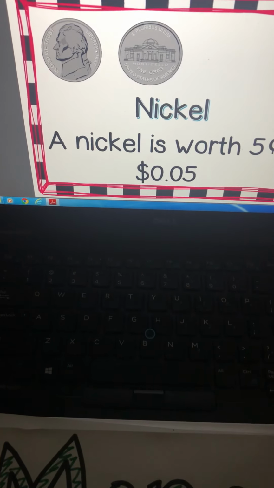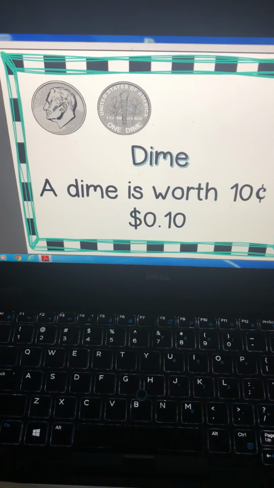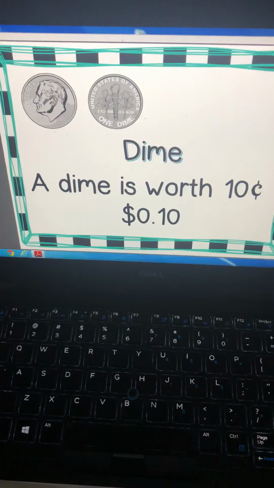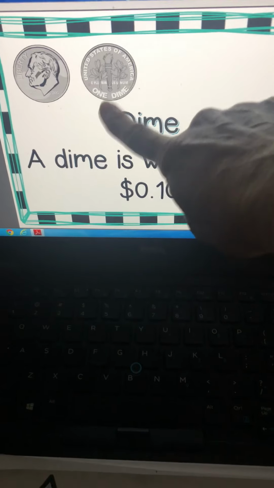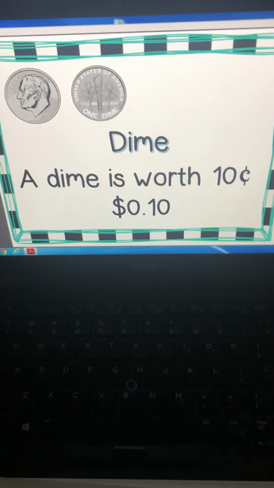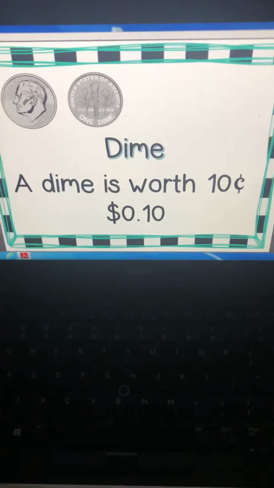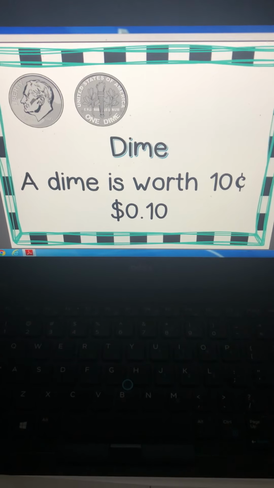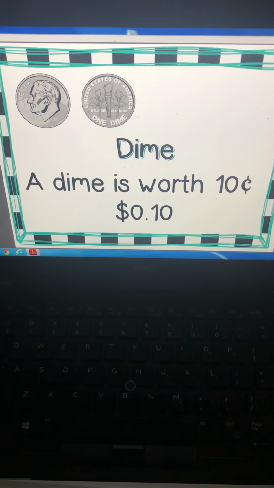Now this is where we're going to see this coin also has a head facing the left. And this is Theodore Roosevelt, and he's on the head of the dime. The dime is the smallest of our coins. And on the back of the dime, we have, again, the words 1 dime, meaning that it's worth 10 cents. And it has a torch and 2 leaves on the sides of that torch. And this is how we spell the word dime. A dime is worth 10 cents, and this is 10 cents in dollar notation. And again, the head on the dime is facing the left.